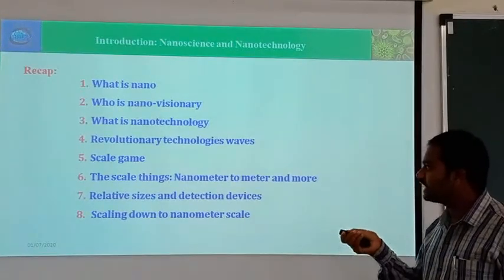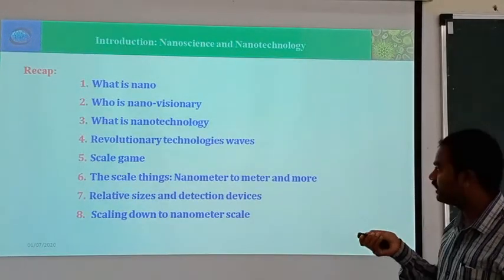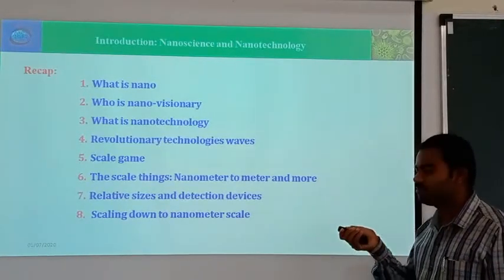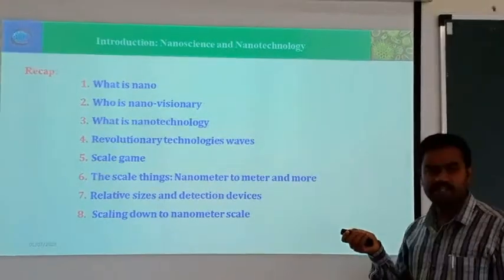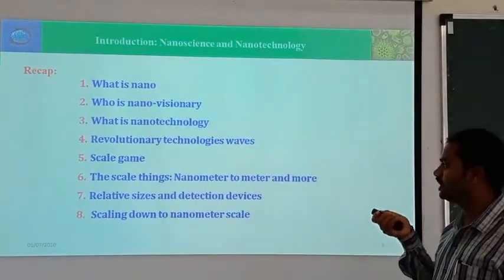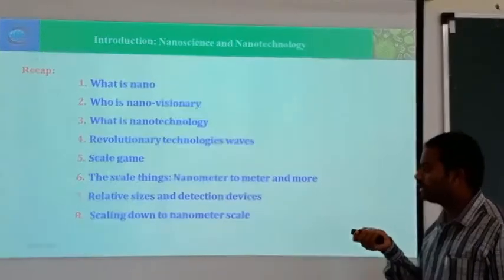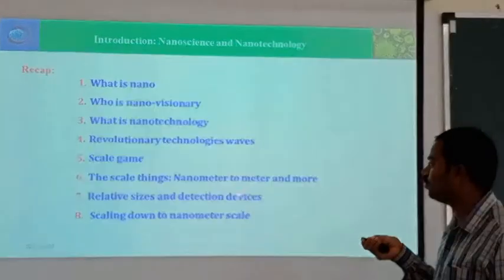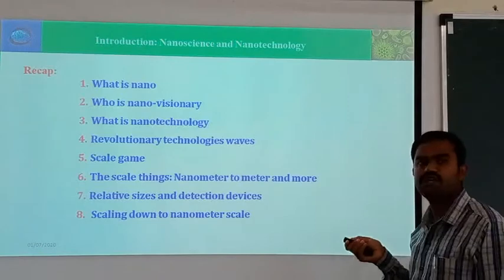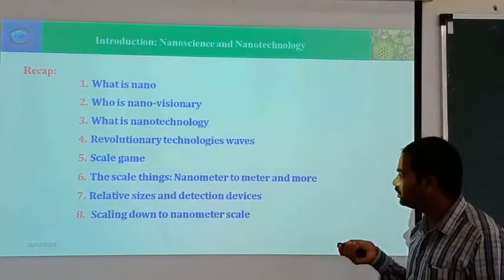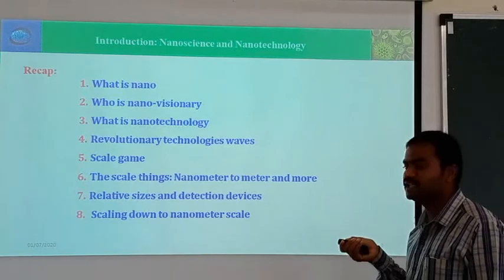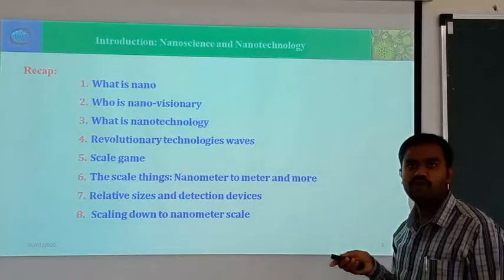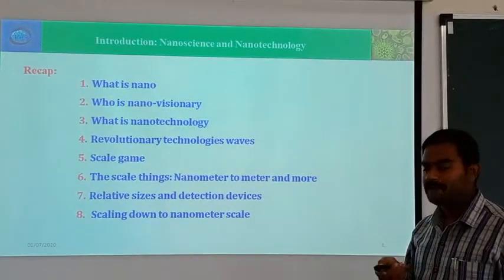Scale game: the scale of things from nanometer to meter and more. Another topic is relative sizes and detection: how we can detect nanomaterials using different devices. In this size range, we can detect with the human eye. For the larger side, we have to go for an optical microscope, and then for the detection of smaller objects we use an electron microscope. And scaling down to the nanometric scale, when you compare with the bulk material, you go from meter scale to nanometric scale. This part we have already discussed in our earlier lecture.